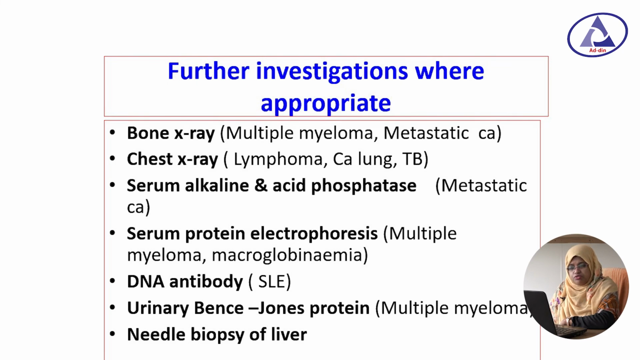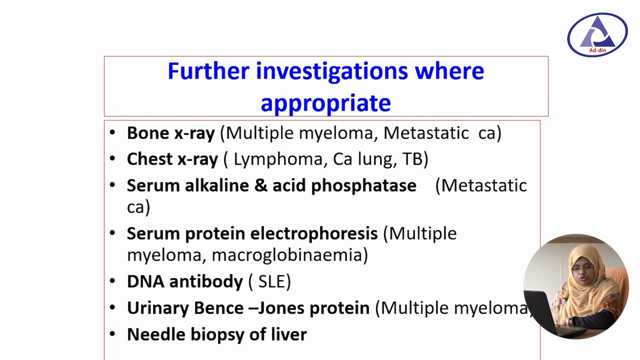We can also do some further investigations like bone X-ray in case of multiple myeloma and metastatic carcinoma. We can do chest X-ray in case of lymphoma, carcinoma of the lung, or tuberculosis. We also do serum alkaline and acid phosphatase if we suspect a case of metastatic carcinoma. We can also do serum protein electrophoresis in case of multiple myeloma and macroglobulinemia.